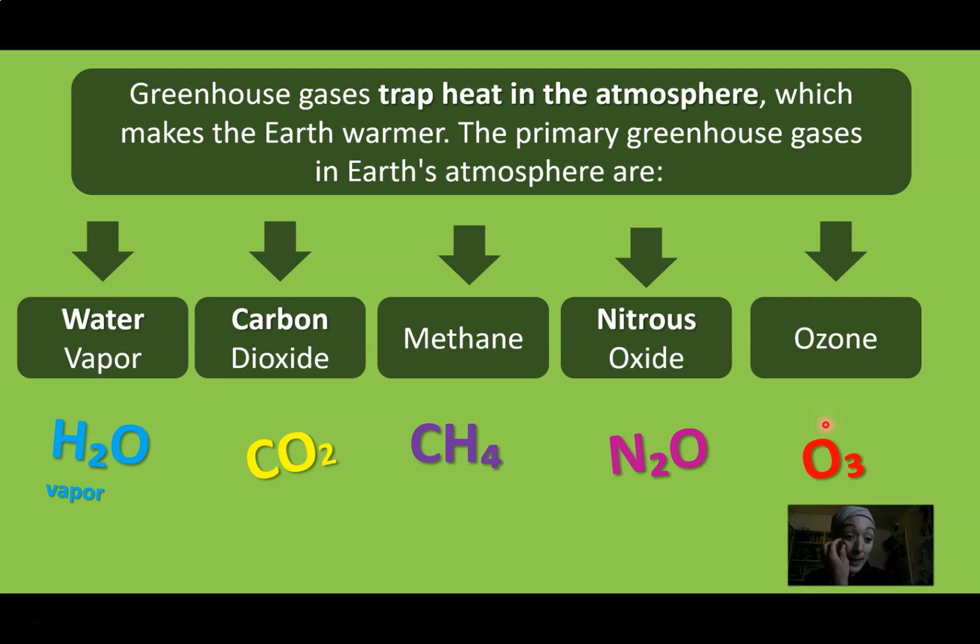We learned on Monday that 21% of the atmosphere is oxygen. That's not the same as ozone, right? There's less than 1% of ozone in the atmosphere, okay? So it's a little bit different. Oxygen is not one of the greenhouse gases. Ozone, which is a totally different molecule, is a greenhouse gas.